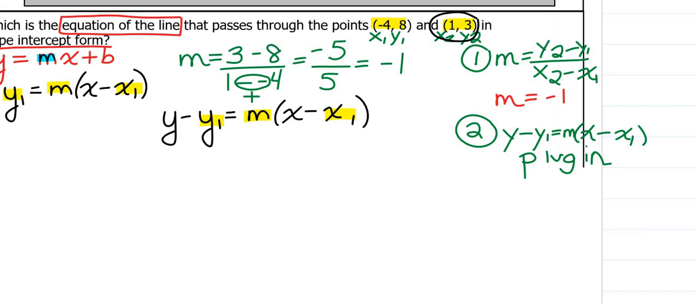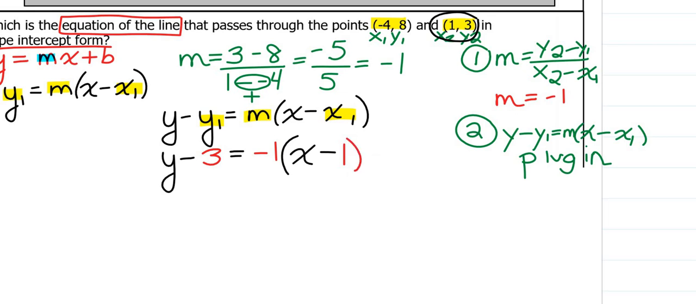Let's go ahead. So it's going to be y minus y1 is, let's see, I'm going to use 3 because I chose point 1, 3, equals, now my slope that I just found is negative 1, parentheses x minus, and now x1 is 1.